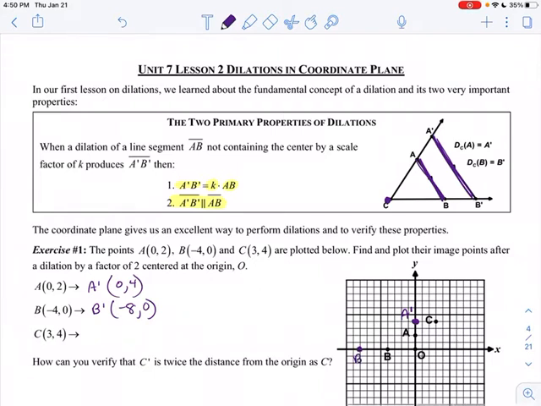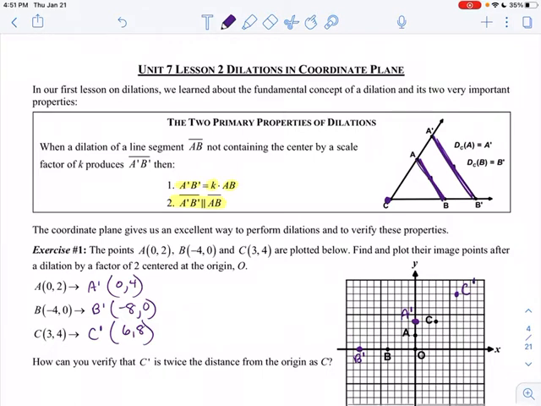and that's B prime. And then C is the point (3, 4). So to find its image, I multiply the x and the y by that scale factor, and I'm going to get (6, 8). And I'll plot (6, 8). And C prime is going to be right there. Okay.